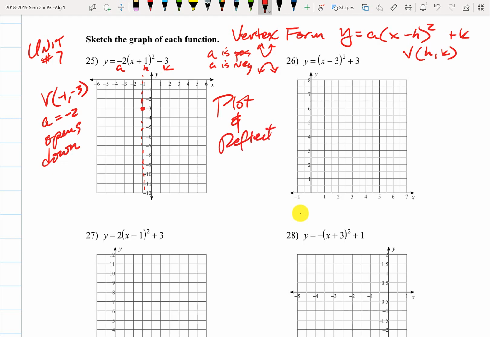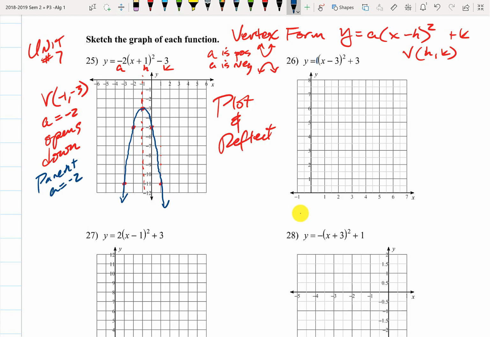So you go right 1 and down 2, right 1, left 1 and down 2, or you can reflect it. And then instead of going right 2 down 4, you're going to go right 2 down 8. 1, 2, 3, 4, 5, 6, 7, 8. And then reflect 2 units on the other side. And then draw your parabola. It's a nice smooth U-shaped curve, as you guys should know. All right. A is negative 2, so refer to your notes.